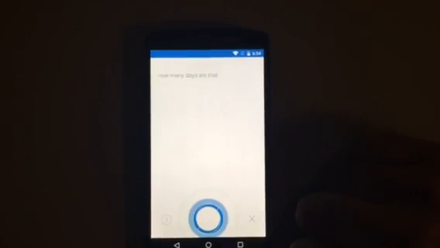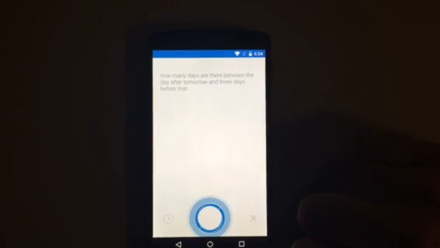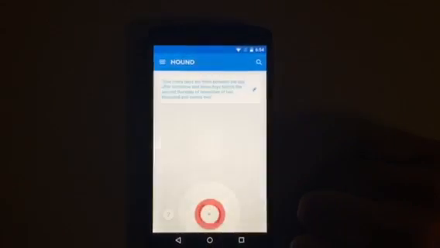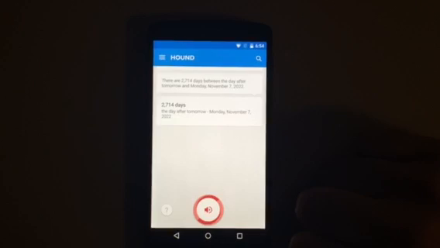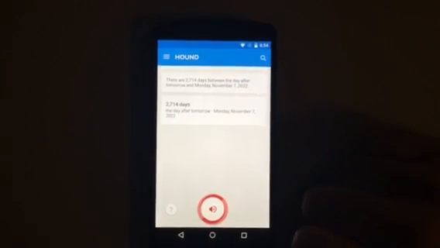How many days are there between the day after tomorrow and 3 days before the second Thursday of November of 2022? There are 2,714 days between the day after tomorrow and Monday, November 7, 2022.